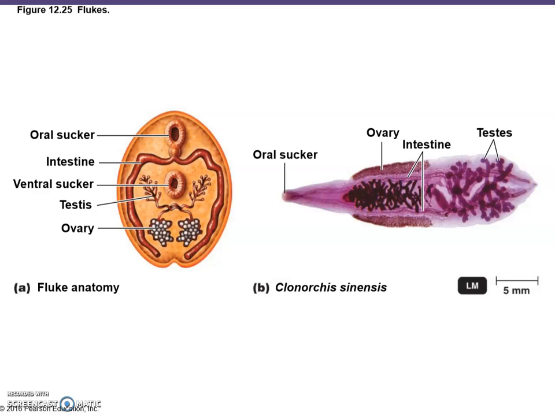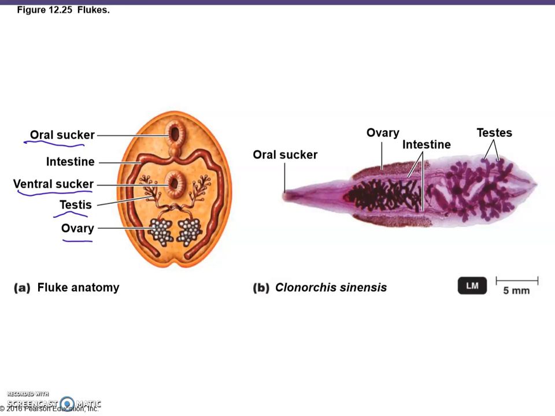So here's what these flukes look like. You can definitely see how they are flat and leaf-shaped. Here's a diagram of the fluke anatomy. You can see the oral sucker and the ventral sucker, and then here would be the intestine. And then they have testes and ovaries in the same animal.